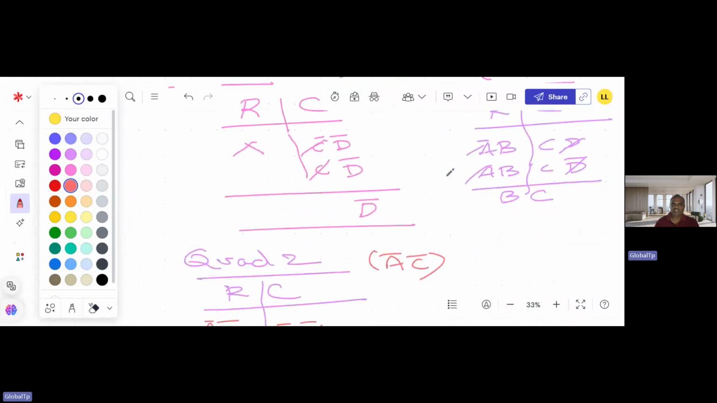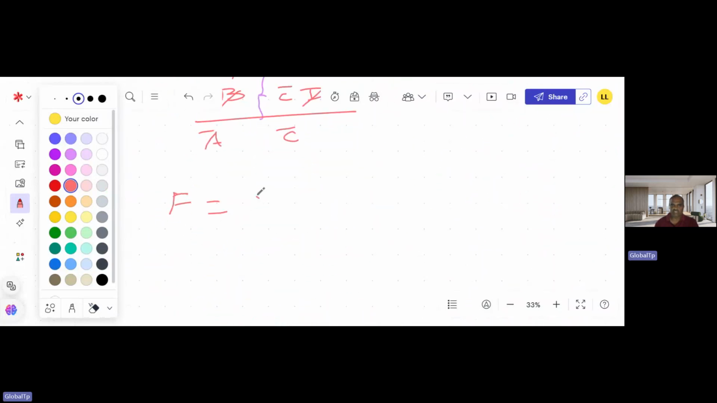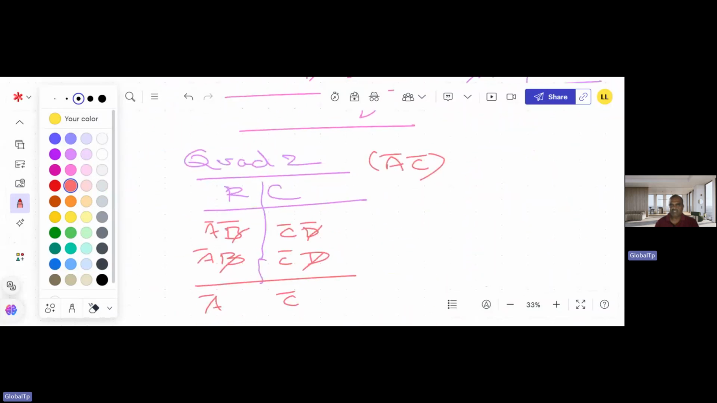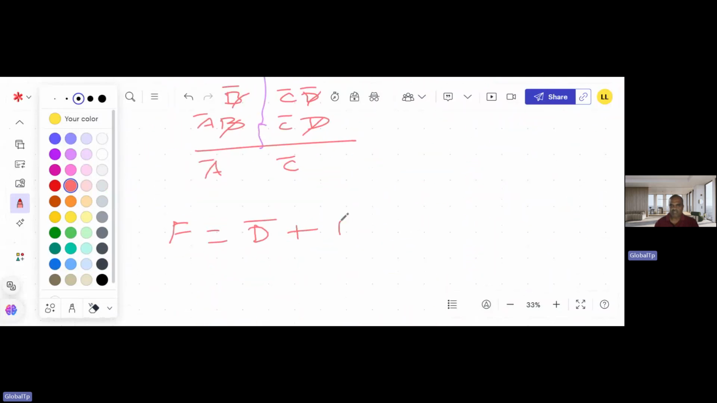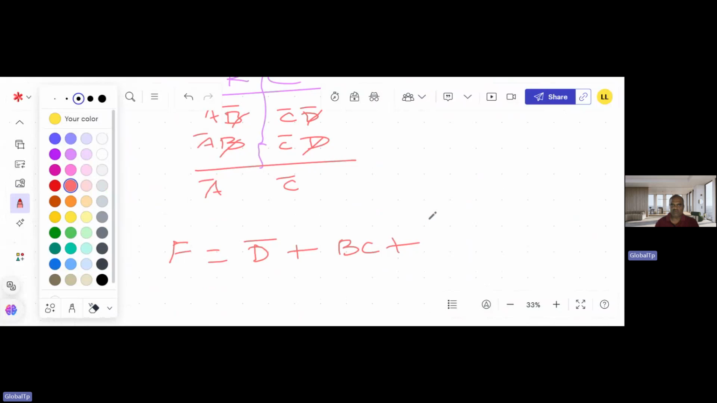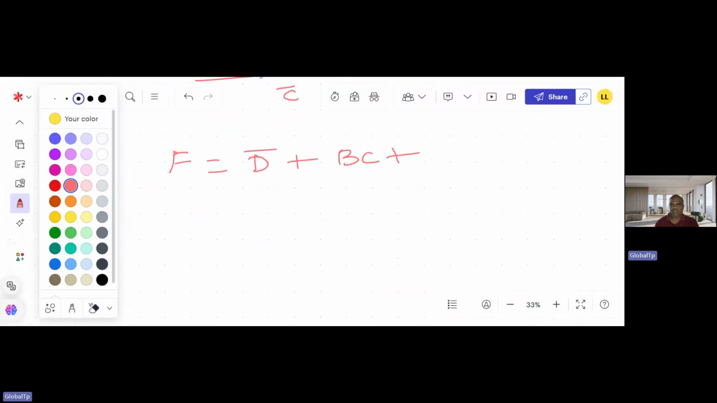So f is equal to what? The first answer is the octet answer, that is D bar, plus the answer of quad 1, BC, which will be my second answer. And finally, the answer of quad 2 is A bar C bar, which is nothing but my third answer. So this is the final answer of your problem.